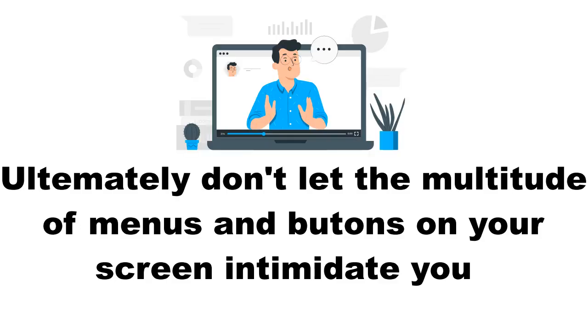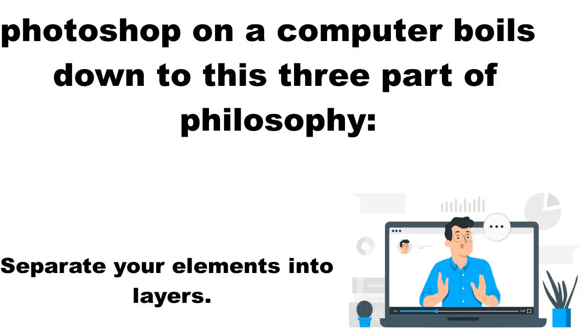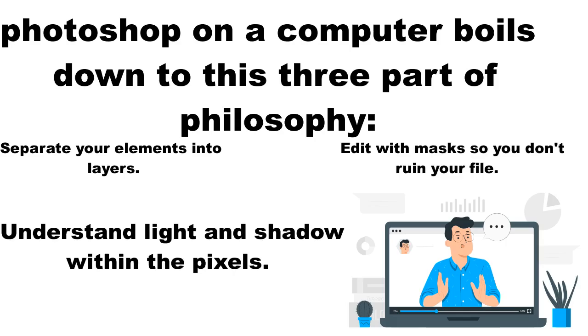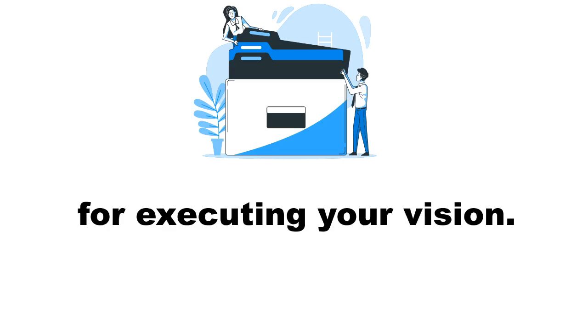Ultimately, don't let the multitude of menus and buttons on your screen intimidate you. Photoshop on a computer boils down to this three-part philosophy. Separate your elements into layers. Edit with masks so you don't ruin your file. Understand light and shadow within the pixels. If you grasp this philosophy, your screen will become your friend, and all those complex tools will transform into mere instruments for executing your vision.